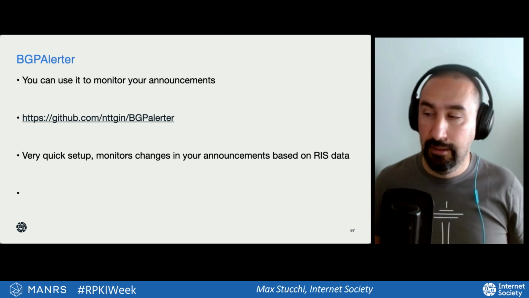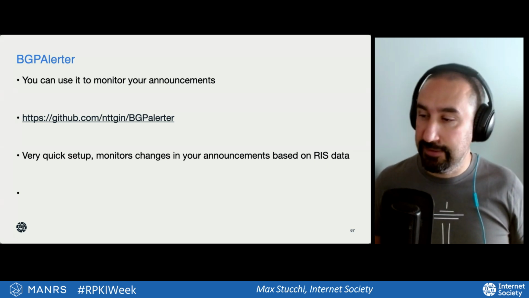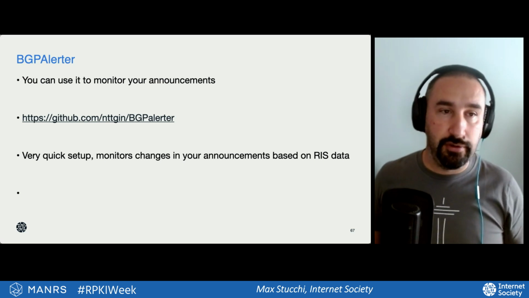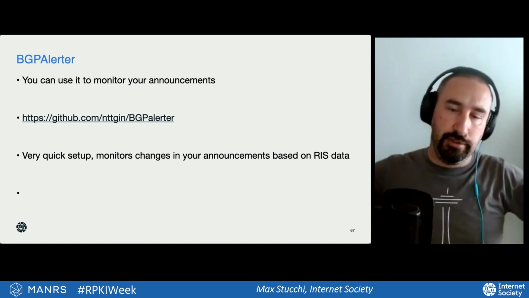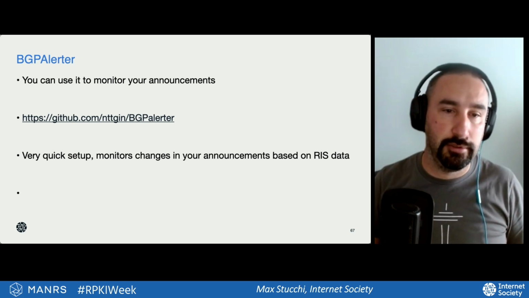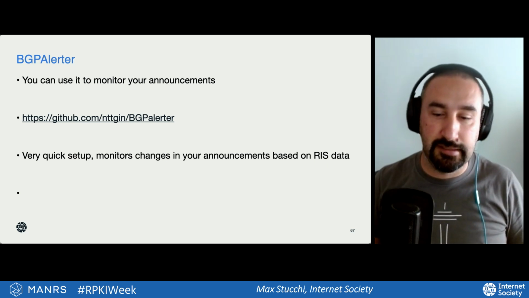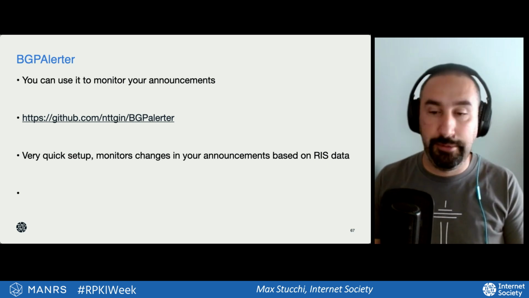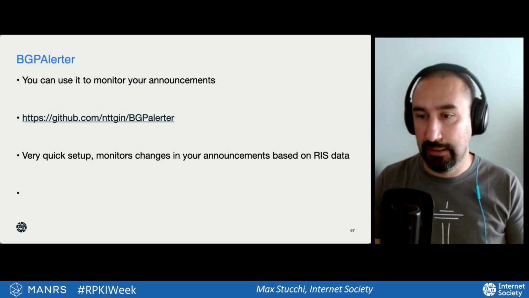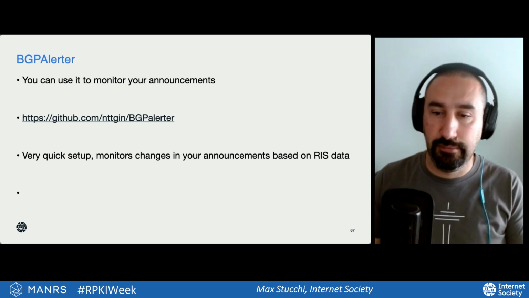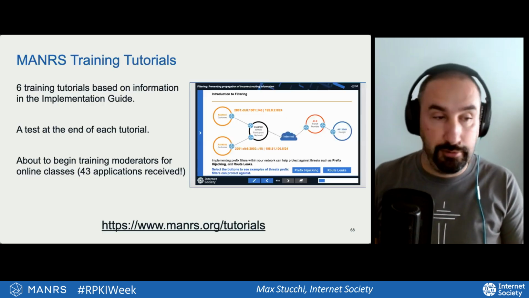RIS is the routing information system, the route collector network that the RIPE-NCC runs. So you get multiple different points of view about all BGP announcements. So you can be sure that what you see is somewhere in the world. So I would recommend you to run BGP Alerter, even if you don't run RPKI, because it gives you an insight into how things are going for your network.